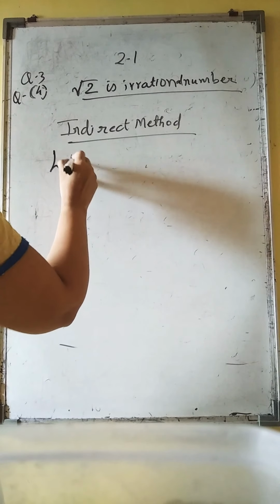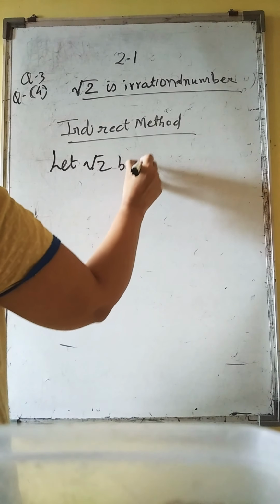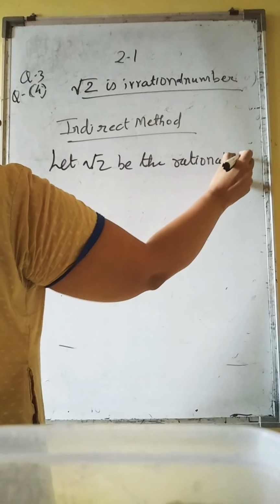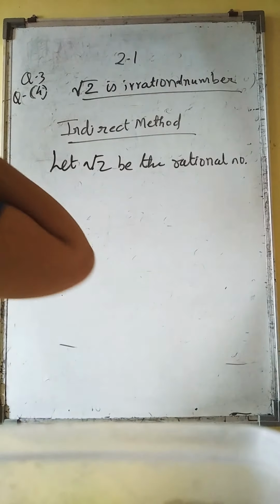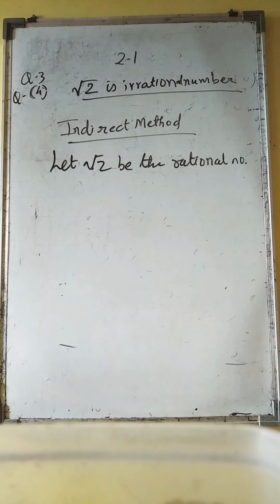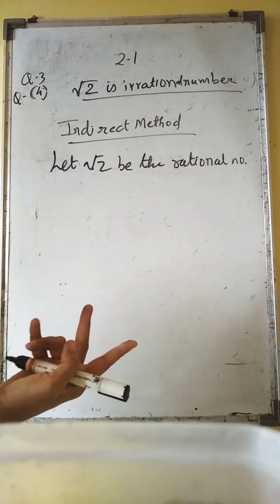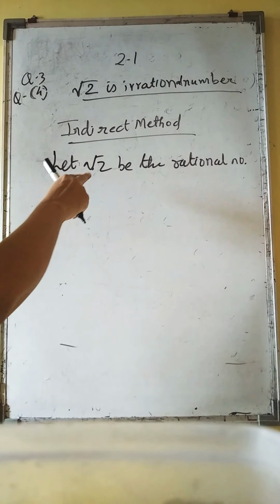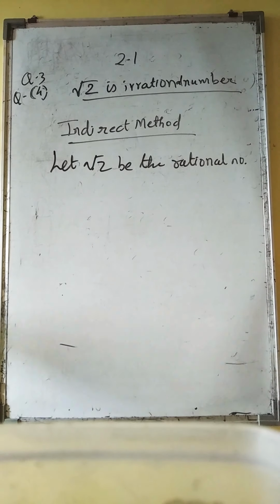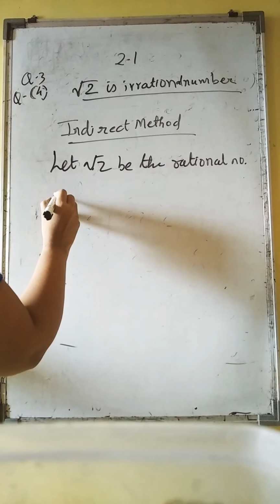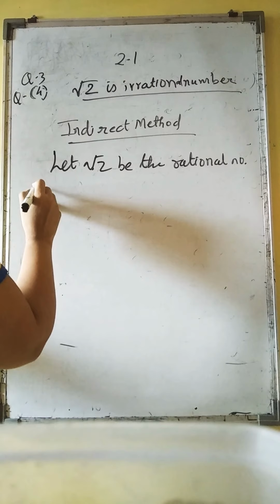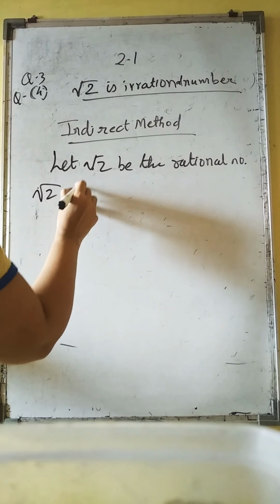So let root 2 be the rational number. Okay. Let root 2 be the rational number. Now what are the rational number? Any number which can be written in the form of P upon Q. So if my root 2 is a rational number, I can write down root 2 as in the form of P upon Q. Right? So root 2 is equal to P upon Q.